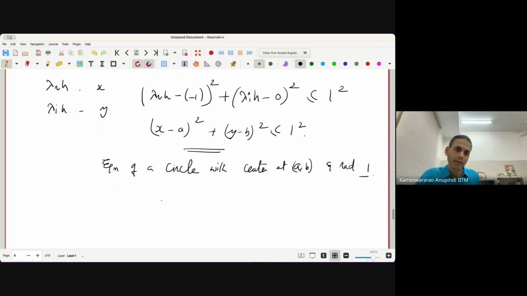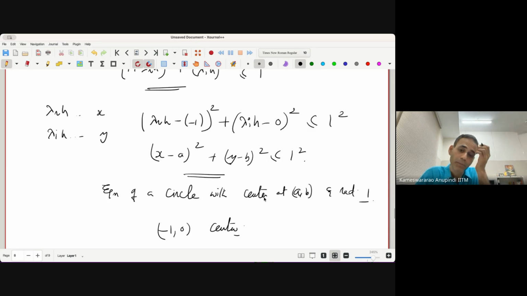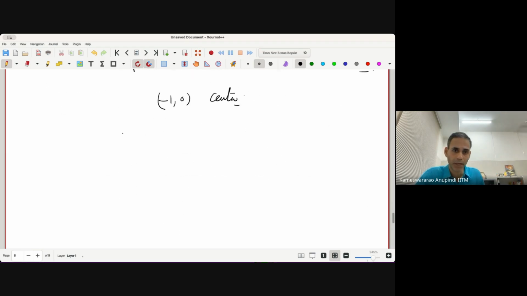That means what is the center? The center is (-1, 0). So that is the center of my circle, and the radius is equal to 1. So what does it mean? Okay, then I can draw from here.